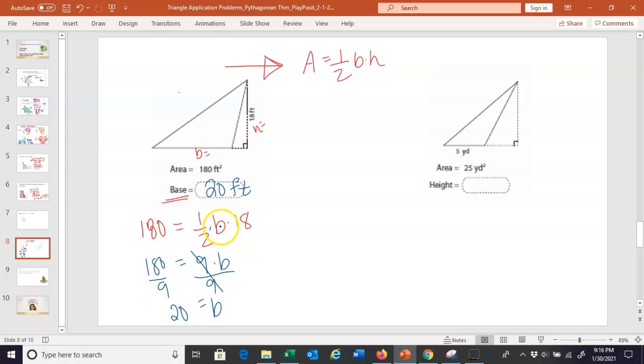So this is just some formula manipulation. They're giving us some values and they want us to manipulate the formula to find the other values. So here again, they give you area. So area is 25.